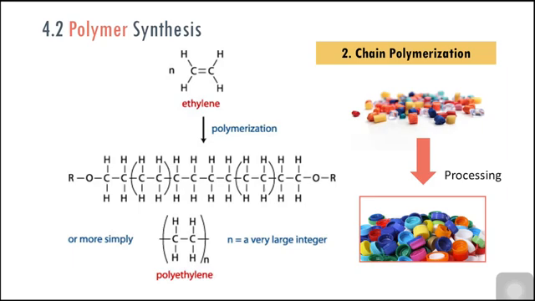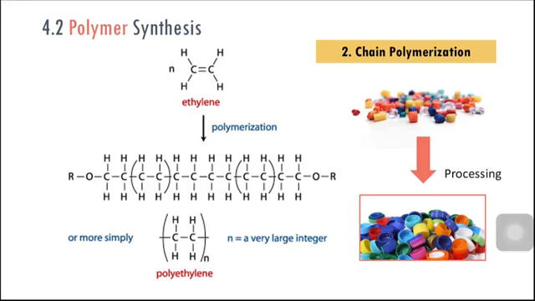The next polymer synthesis method is chain polymerization, or the other name is addition polymerization. Why is it called the chain or addition polymerization? This type of polymerization will add the monomer time by time.